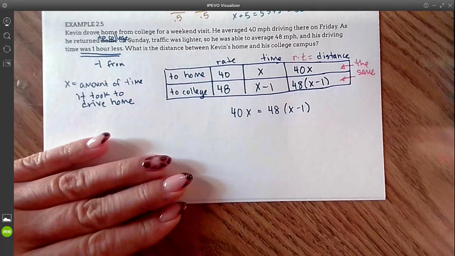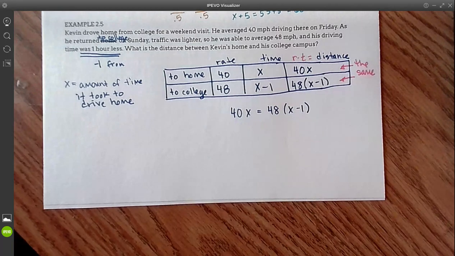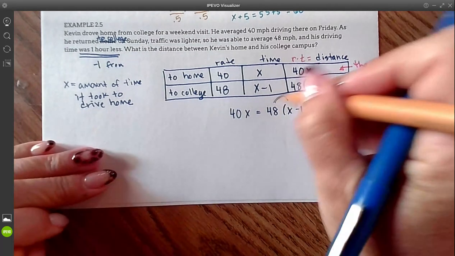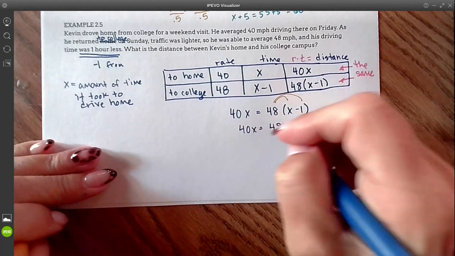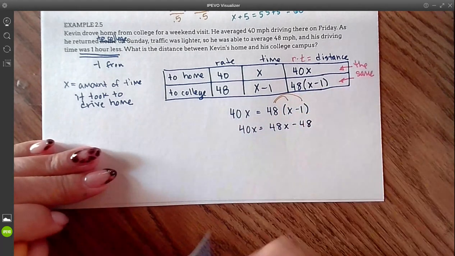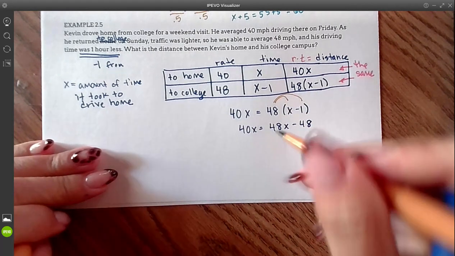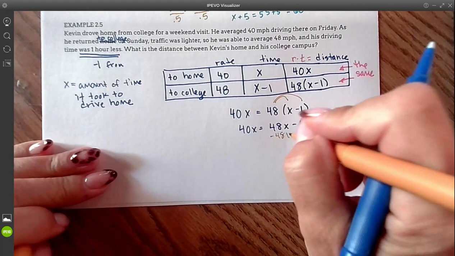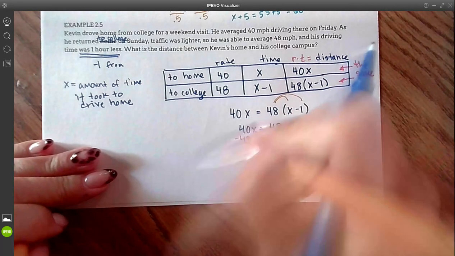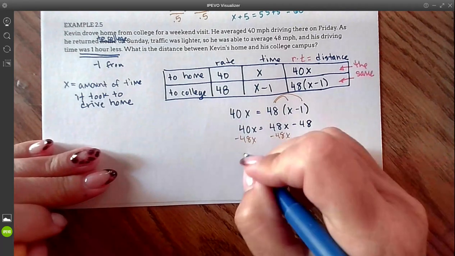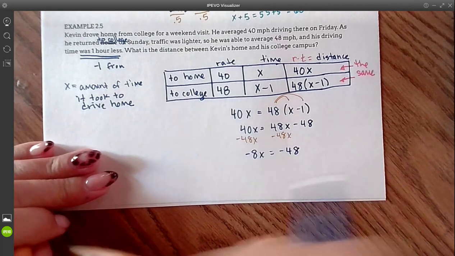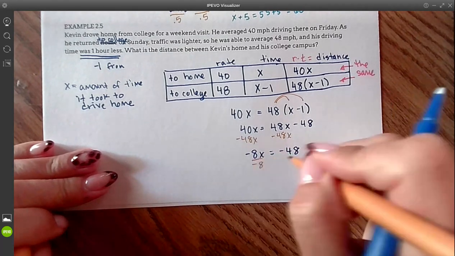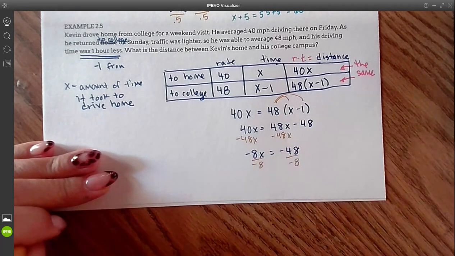And then we'll solve this by distributing that 48. So we have 40x equals 48x minus 48. I'm going to have a negative variable. It'll be all right. Subtract your 48x over because it's more efficient. We get negative 8x equals negative 48. Divide both sides by negative 8, and we get x equals 6.